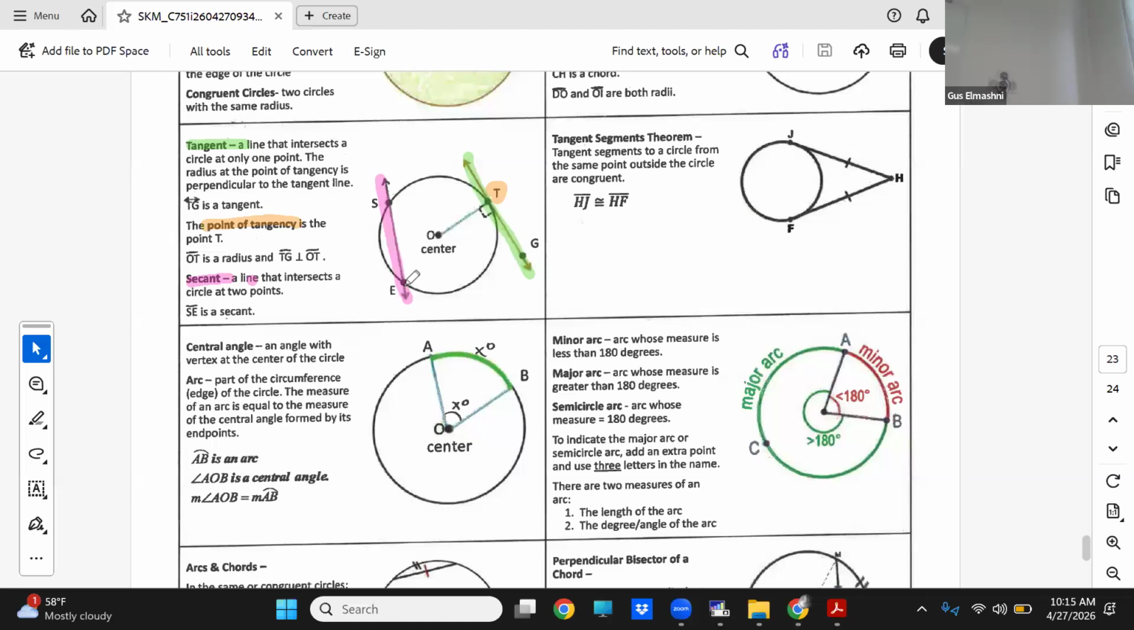Always, this is perpendicular to the radius. So if I draw a tangent line, meaning it touches just one place, that's it. Not twice, but one time. The radius will always be perpendicular. There you go.